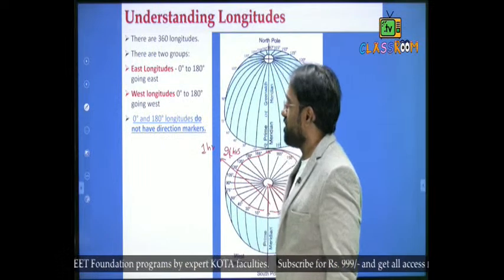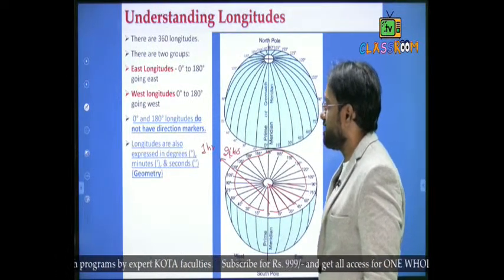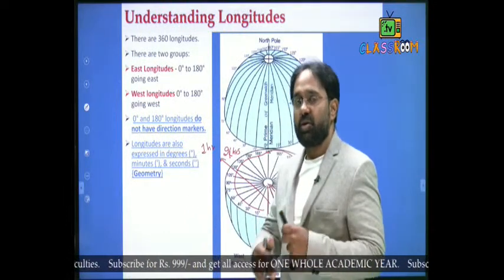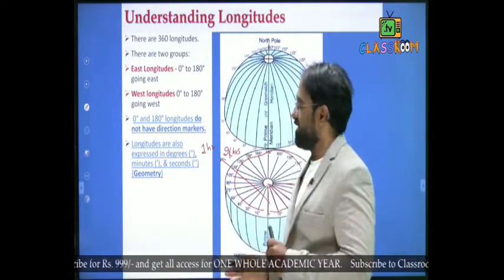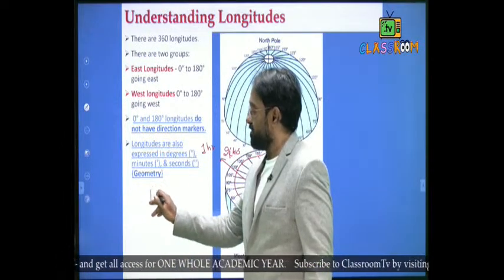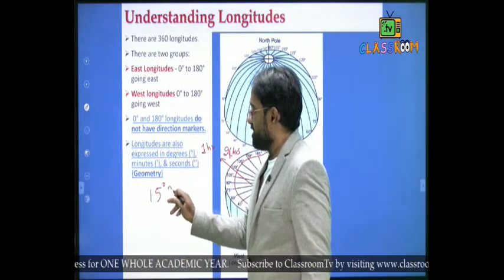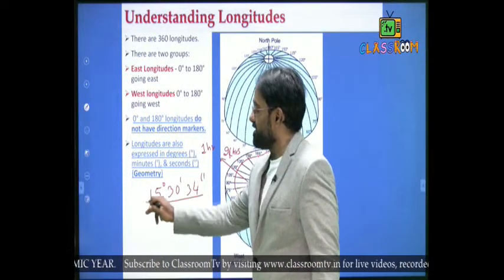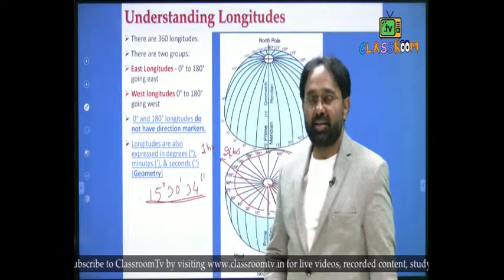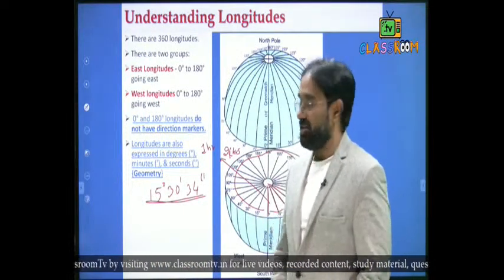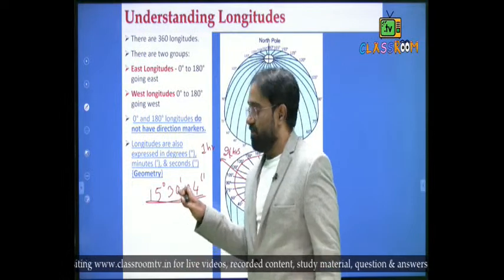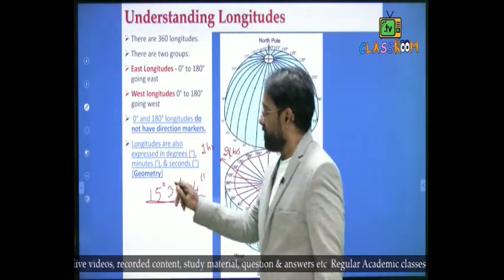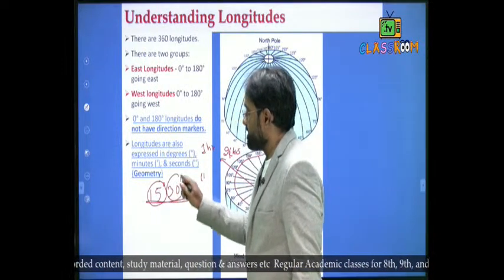So 0 degree and 180 degree longitudes do not have direction markers, and longitudes are also expressed in degrees, minutes and seconds. So whenever you are sharing your location, you are sharing in this fashion, for example, 15 degrees, 30 minutes and 34 seconds. This is the basic representation. This is not a secret code, this is a basic representation whenever you are trying to represent both latitude and longitude: degrees, minutes and seconds.